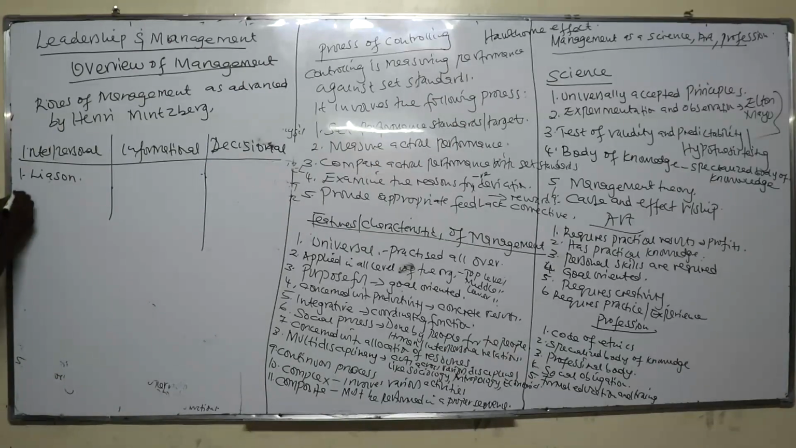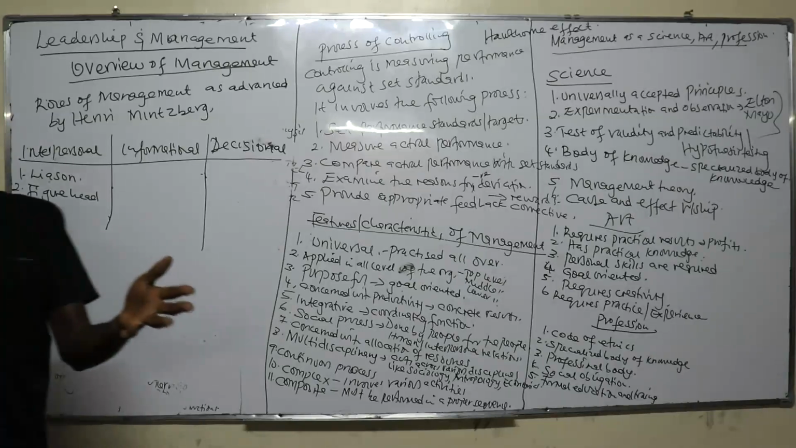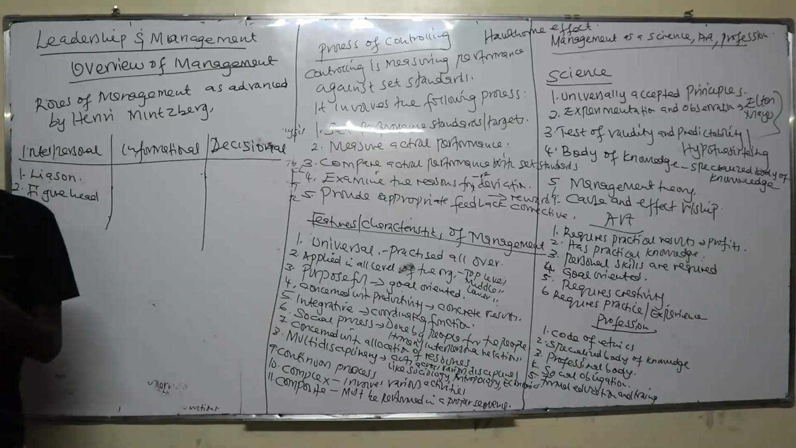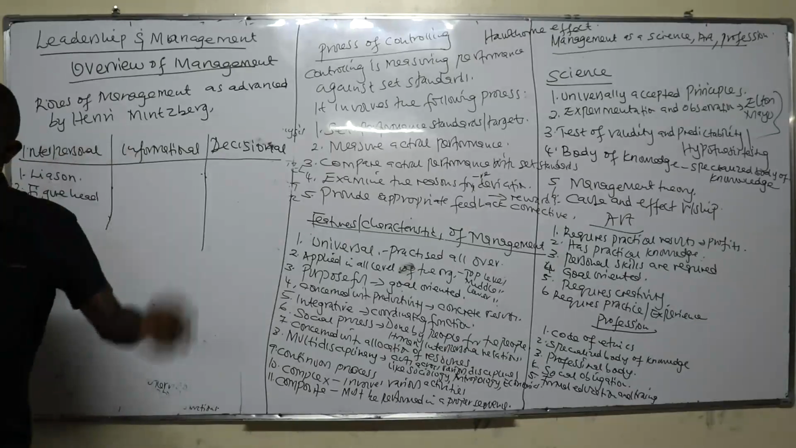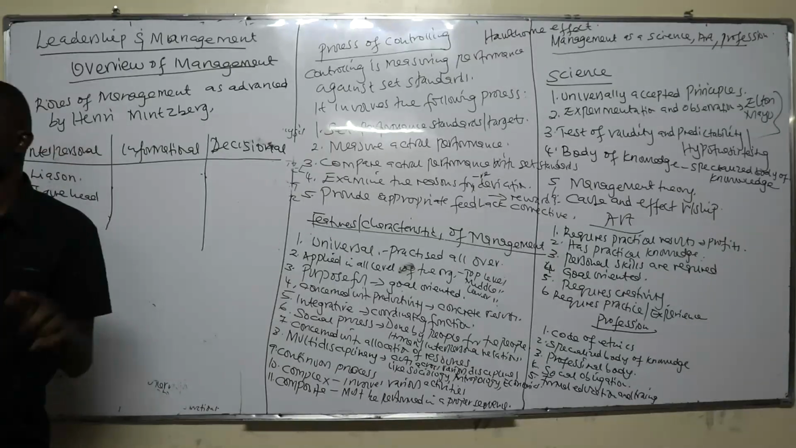The second interpersonal role is that a manager is a figurehead. And what it means by figurehead is that he represents the organization in major events. For instance, the manager is the one to attend the opening ceremony of an organization. So if the organization has a major event, he's the representative. He's the key representative of the organization in major events of the firm.